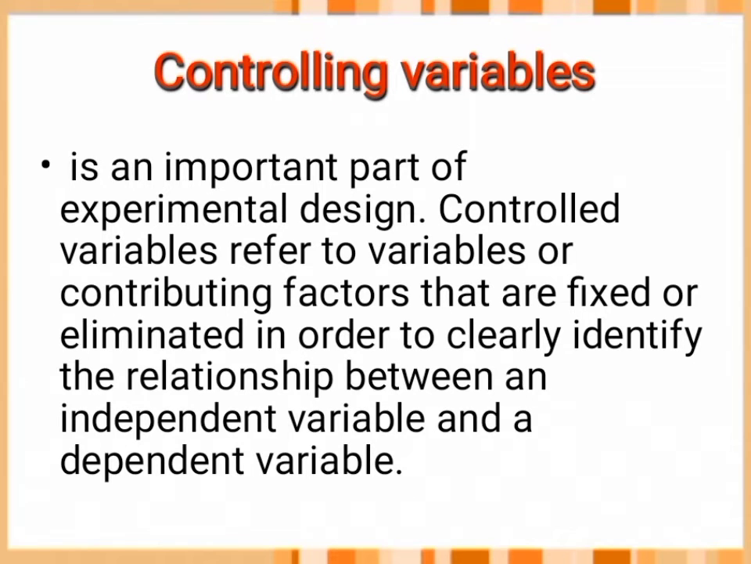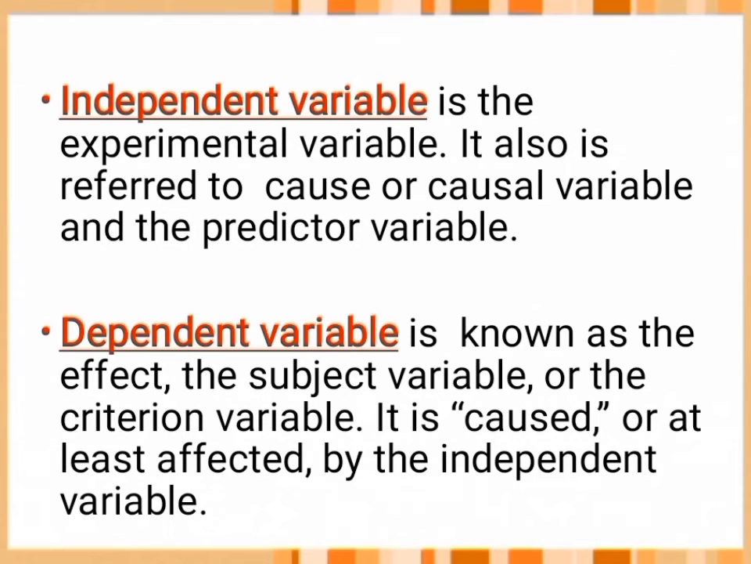Controlled variables refer to variables or contributing factors that are fixed or eliminated in order to clearly identify the relationship between an independent variable and a dependent variable. The independent variable is the experimental variable. It is also referred to as the cause or causal variable and the predictor variable.